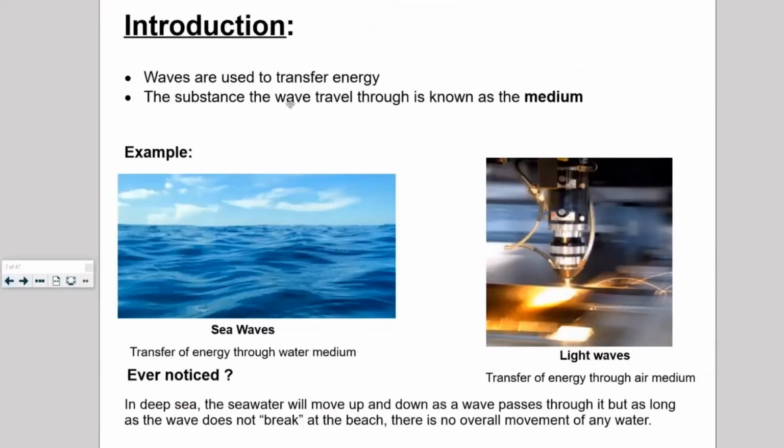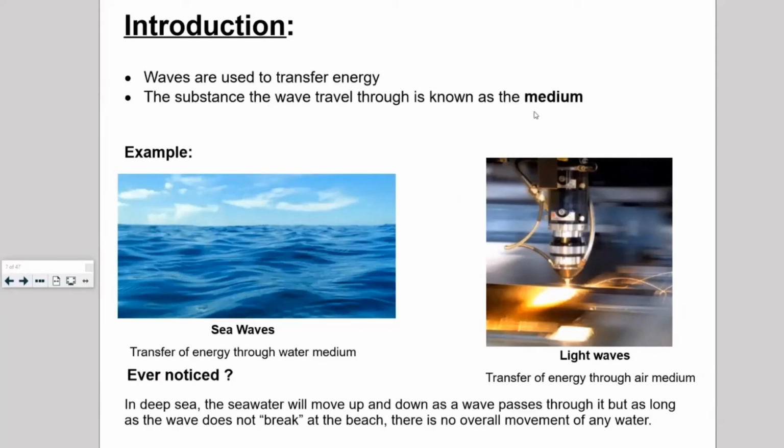And the substance the wave travels through is known as medium. So for the waves to propagate, it requires a medium. Both these points hold true for sea waves, right? You have water as a medium, and waves are being generated. So some form of energy is being transferred through these sea waves. But what about light waves?